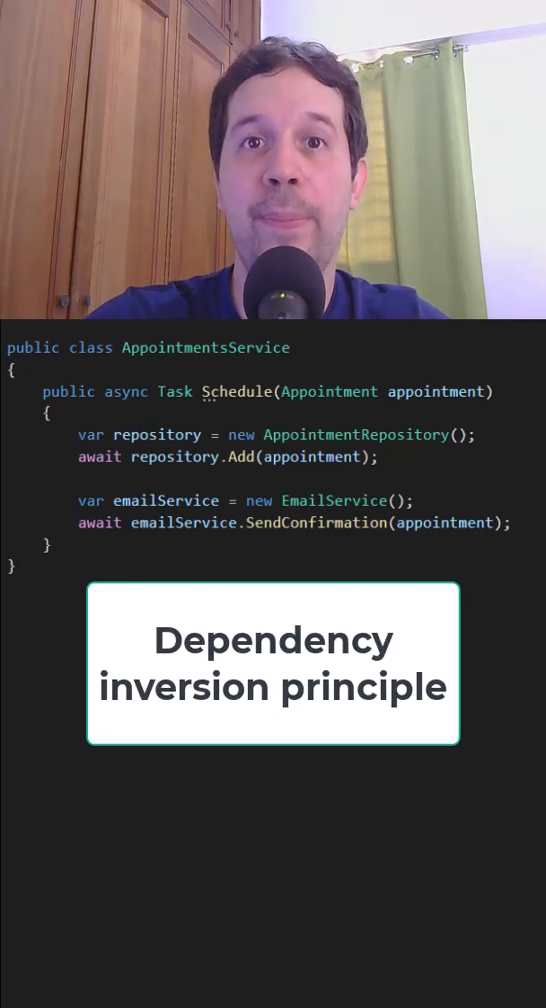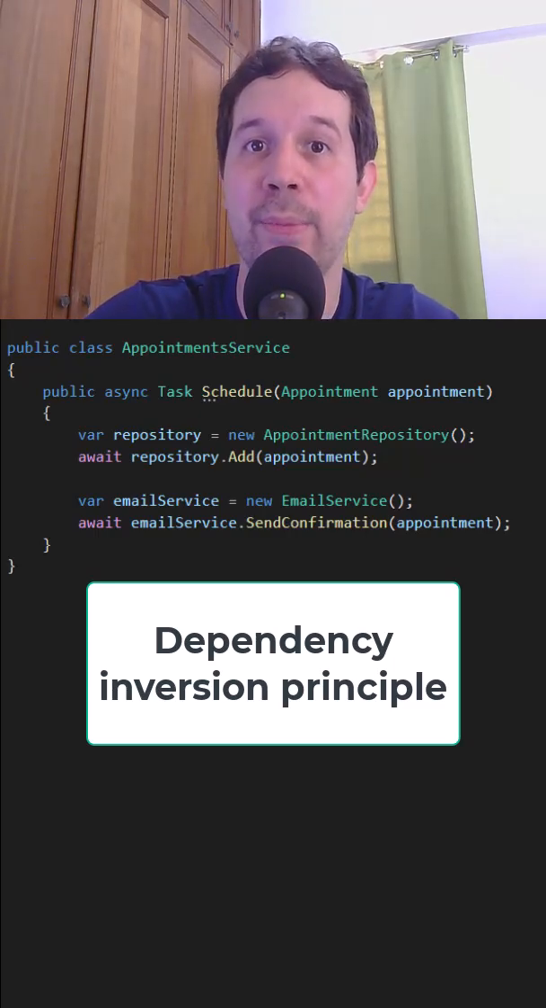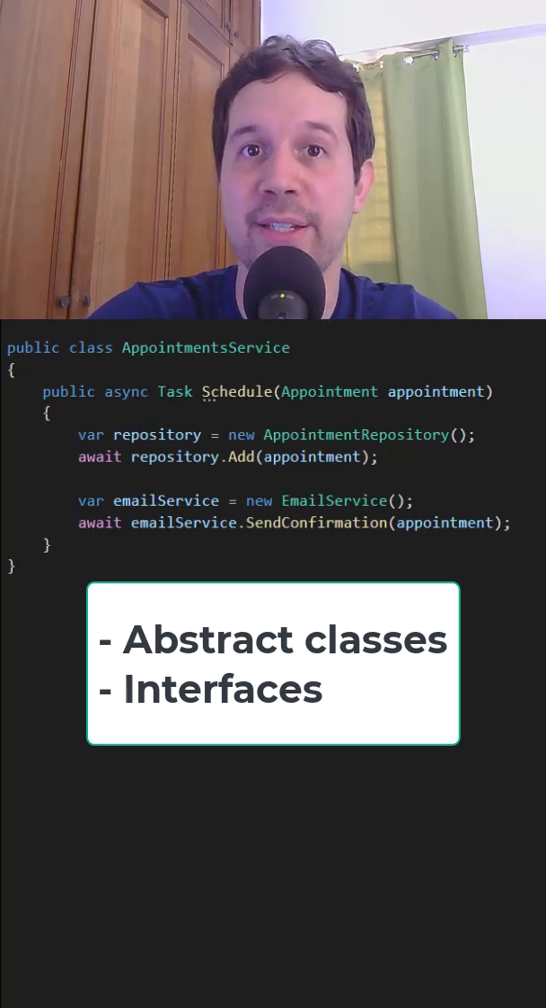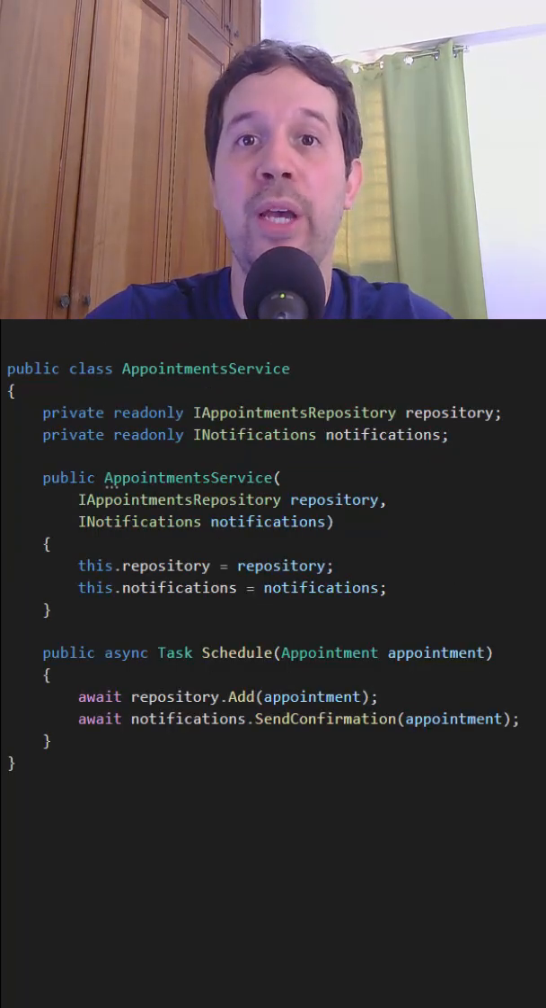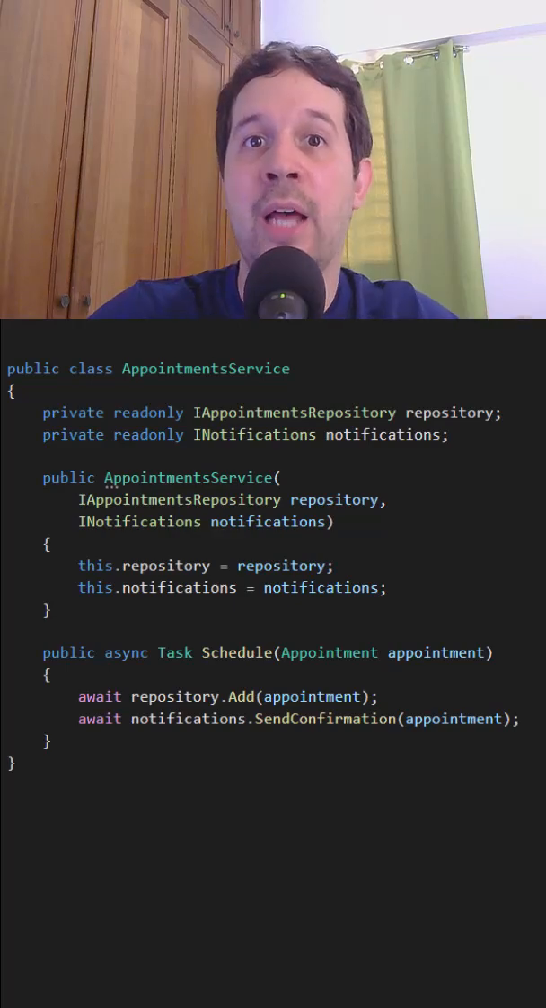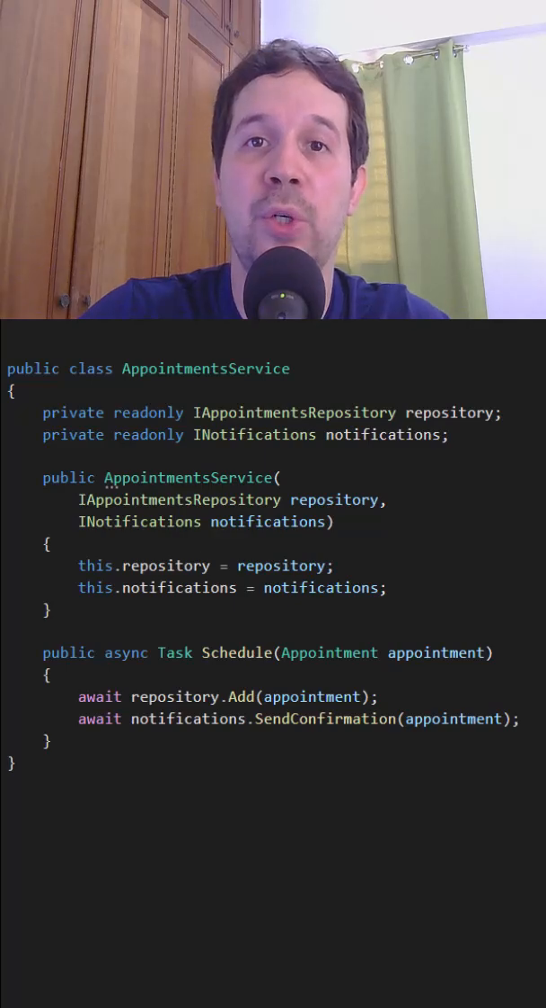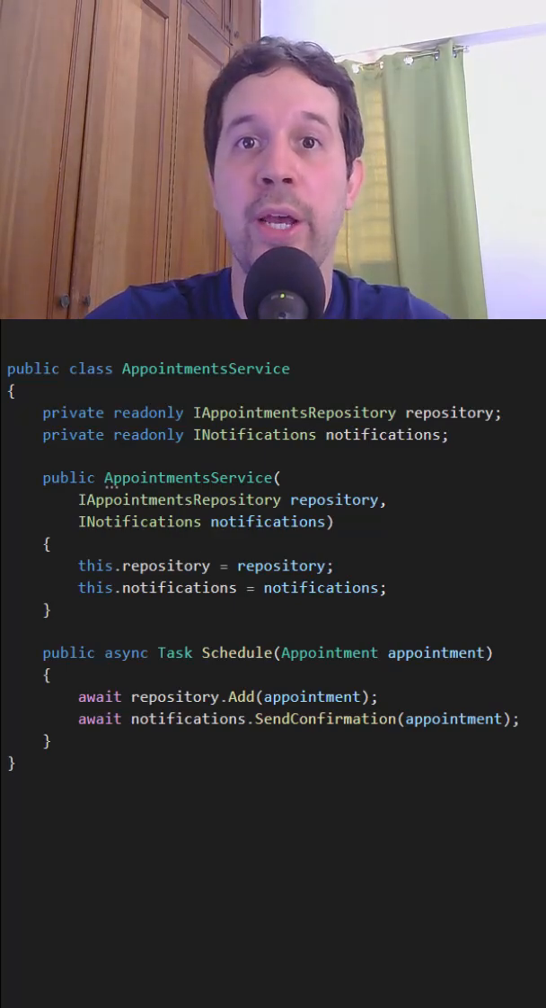The solution is to apply the dependency inversion principle, which tells us that our classes should depend on abstractions and not on concrete types. And by abstractions, we mean abstract classes and interfaces. After applying this principle, we end up with something like this. Now we're using interfaces, which means that whenever we want, we can change either the appointment repository implementation or the iNotifications. If you code this way, your applications will be easier to maintain.